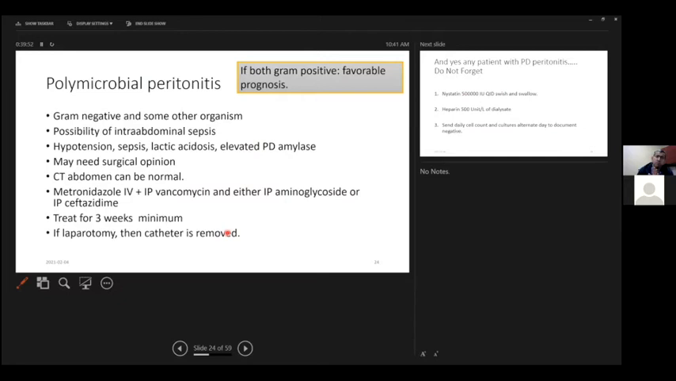However, if you get both organisms which are gram-positive, it's an easy treatment. Don't have to worry. So remember, friends, if you have got gram-negative, you are in a problem. If you've got two gram-negatives, big problem, but if they're both gram-positive, it's not a big problem, okay?